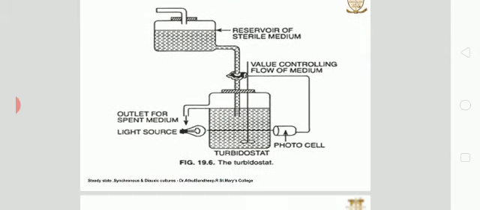You can see the diagrammatic representation of a turbidostat. Reservoir of the sterile medium, valve controlling flow of medium, outlet for spent medium, light source, and photocell to read the turbidity.